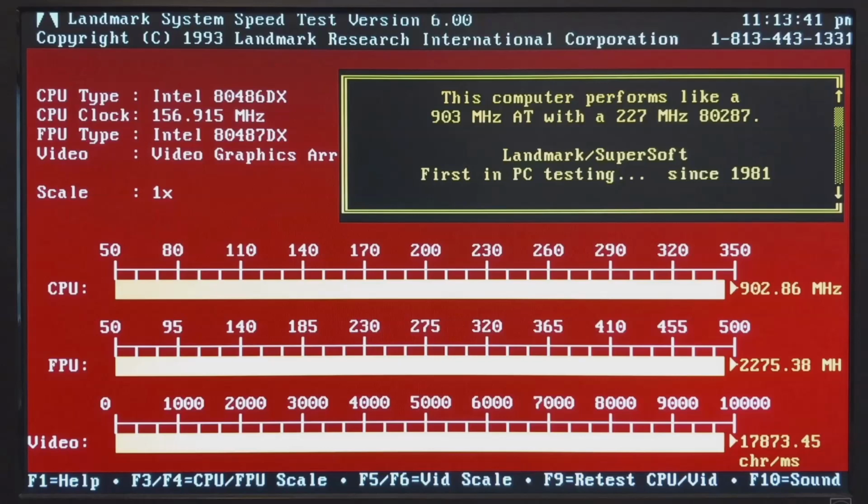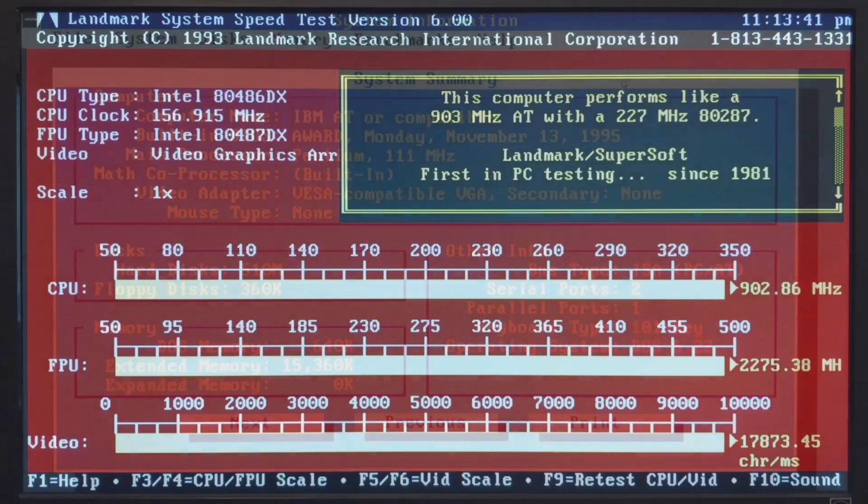Then here is Landmark. Landmark cannot detect the CPU correctly. Now the CPU score is just a little bit lower than my 192 MHz 486, but the floating point test is maybe 80% higher. That's crazy.